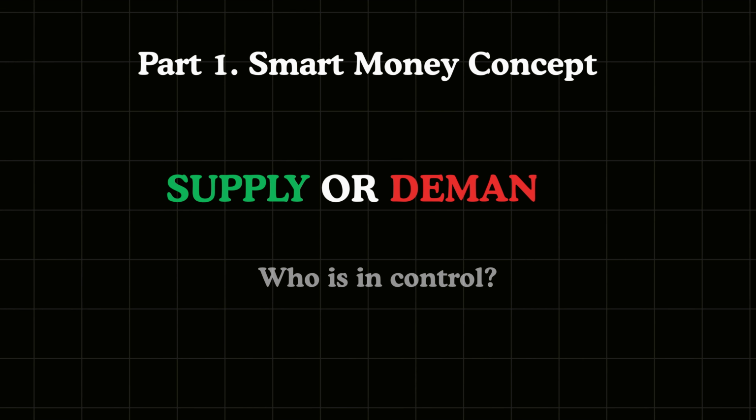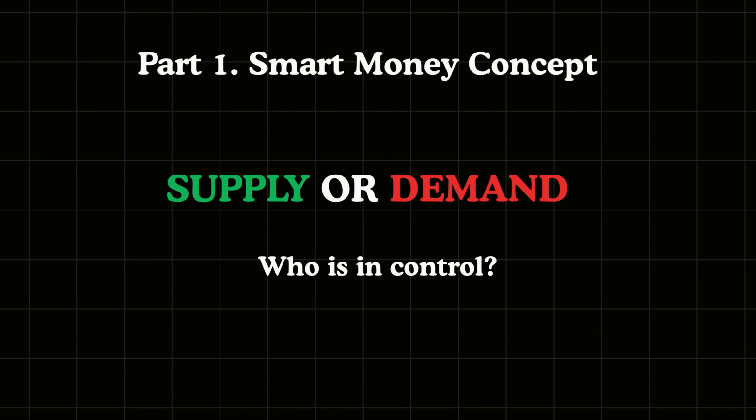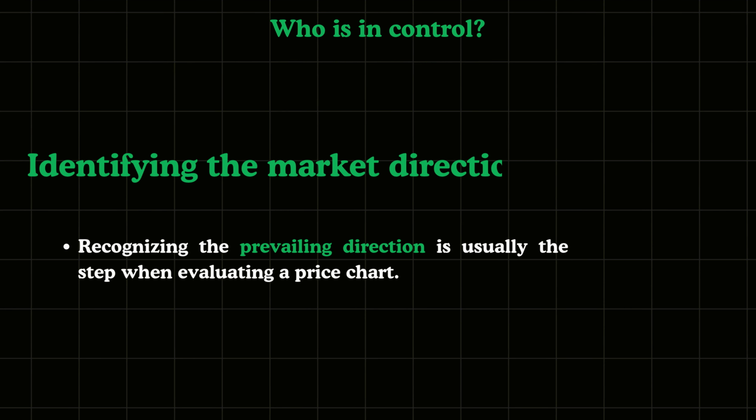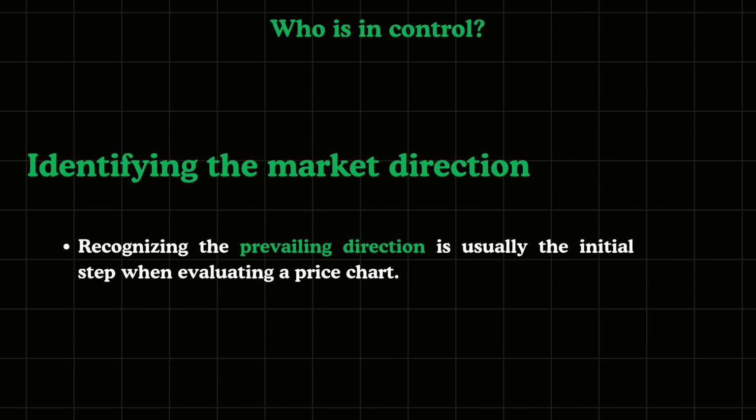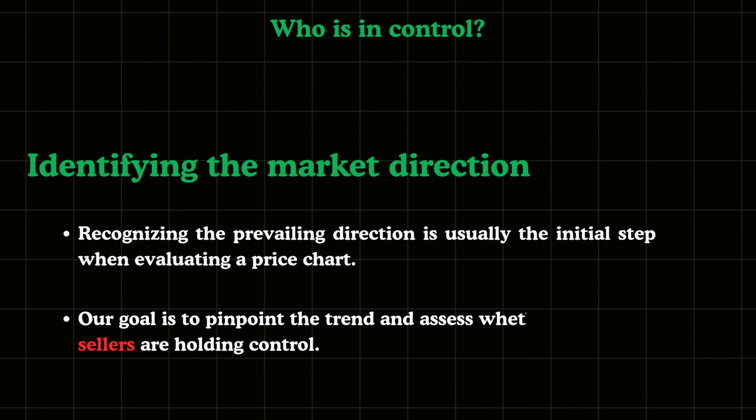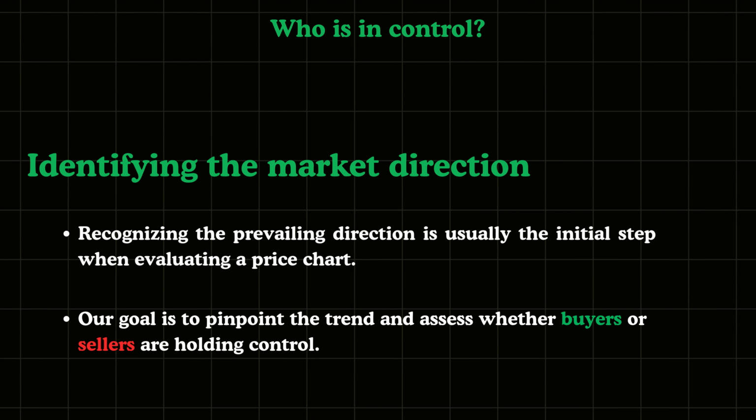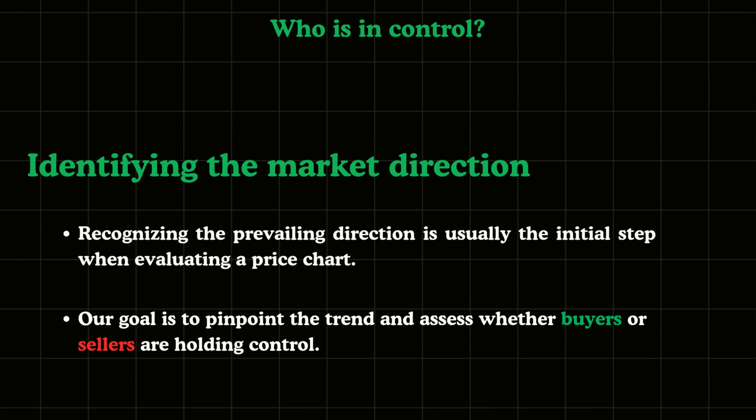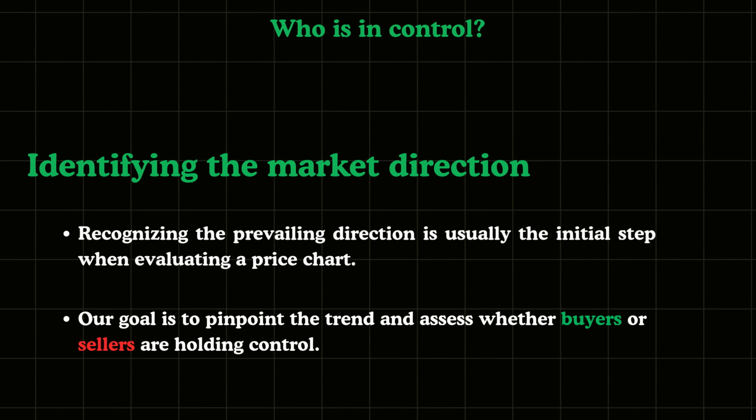Let's begin with the core principles and basics. First, determine market direction. Is it supply or demand that's currently dominant? Recognizing the prevailing direction is usually the initial step when evaluating a price chart. Our goal is to pinpoint the trend and assess whether buyers or sellers are holding control. We always look to place trades in alignment with the side that's currently leading the market.